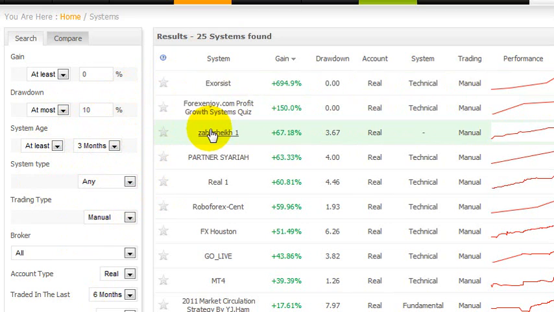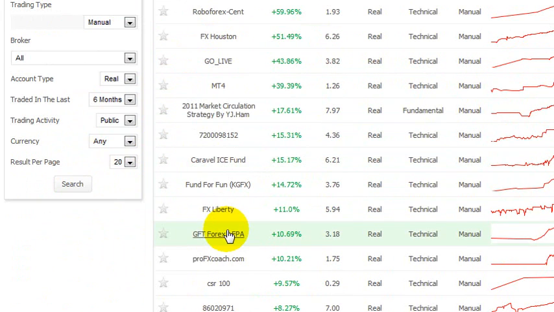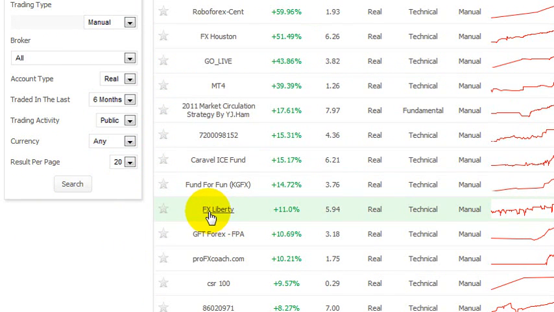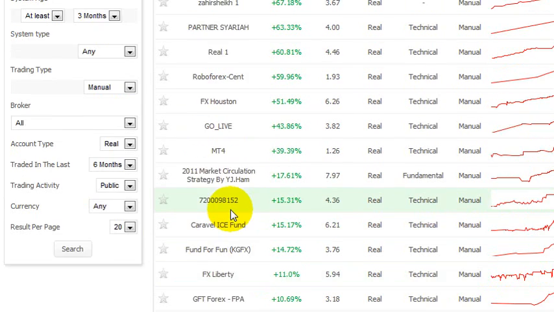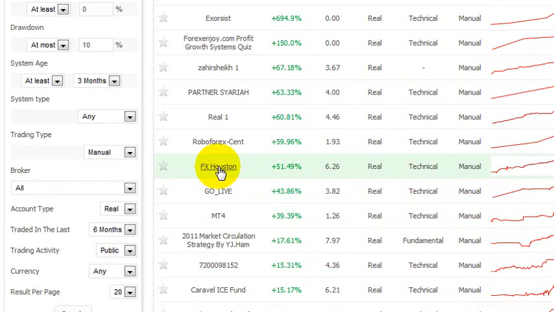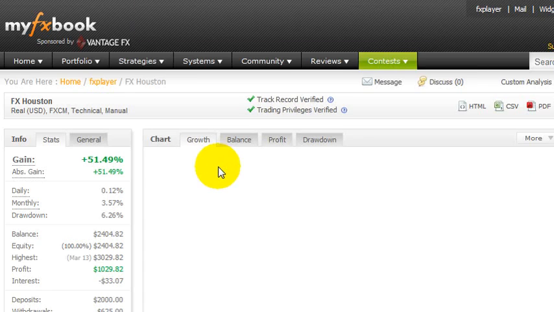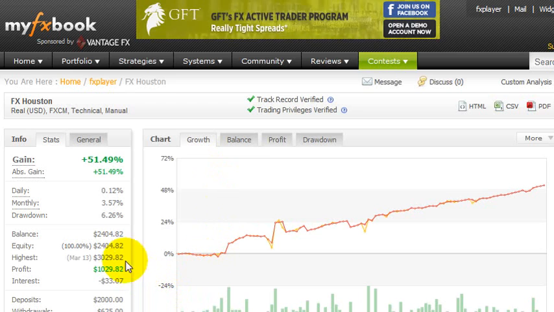Now I want to show you my systems. This is one of them, FX Houston. We're in the top 20 here. And the other one that I did a test with is called FX Liberty right here. So both of the systems that I tested are in the top 20 here. So let's look deeper at FX Houston for a moment. A couple of things that I want to point out here.